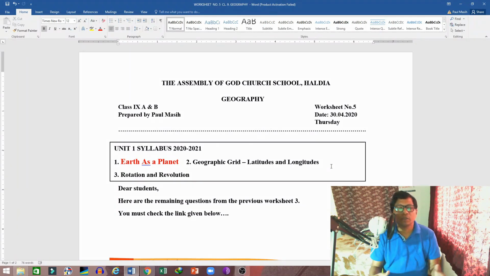Dear students, you know that I've given you the syllabus for UT1 2020-2021. So the Earth as a planet, the geographic grid, that is latitudes and longitudes, and rotation and revolution. These are the 3 chapters that you will have, and we are dealing with the first chapter, that is Earth as a planet, right? The Earth as a planet.